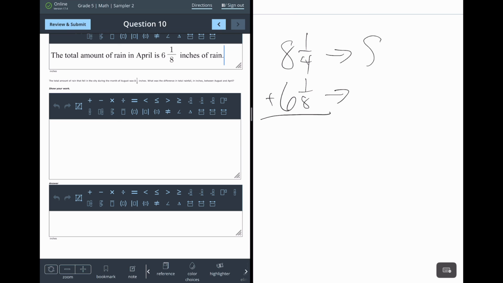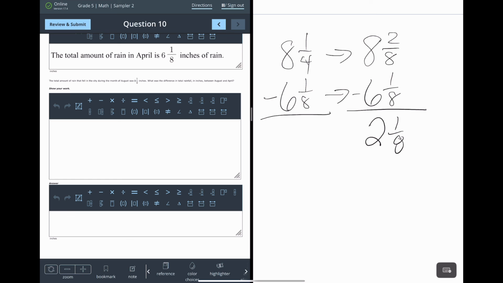I can see they're going to have different denominators, so we're going to make them the same. So I'm going to change this to 8 2/8. Oh, and I'm subtracting. I want the difference, so I'm not adding. 6 1/8, and I get 2 1/8 as my difference. So this one, actually, not too bad. So I'm going to answer that question. What is the difference in total rainfall?